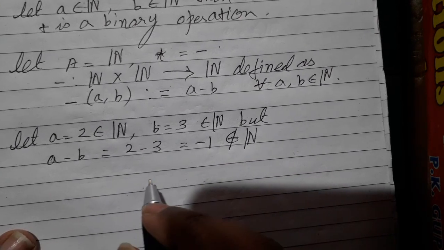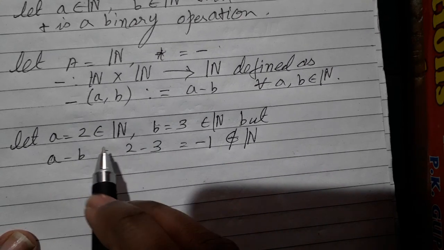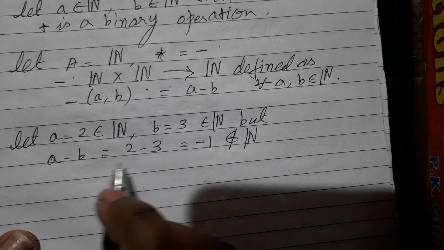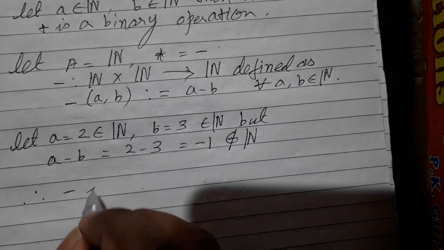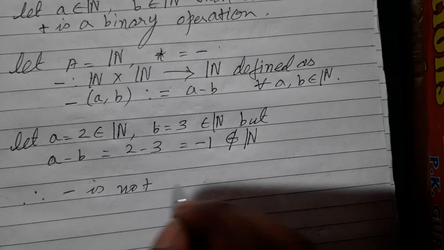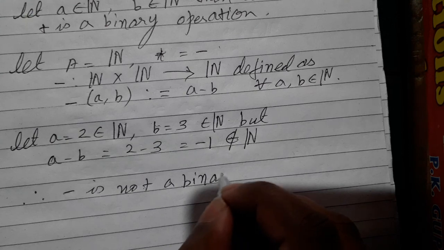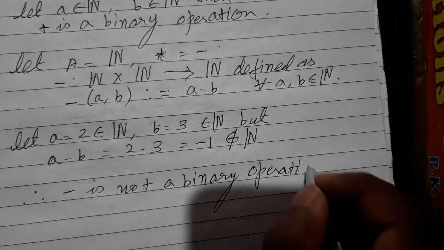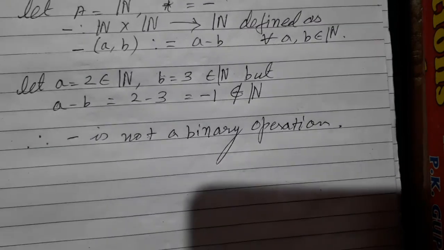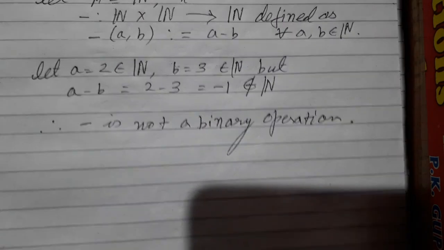So I got one example of natural numbers where A and B are natural numbers, but the difference is not a natural number. Therefore, minus is not a binary operation. So we have shown it's not a binary operation.